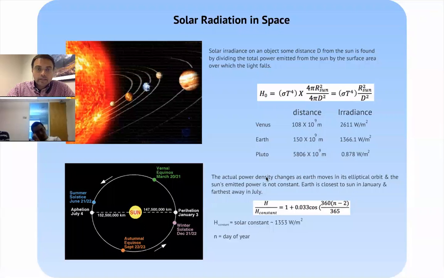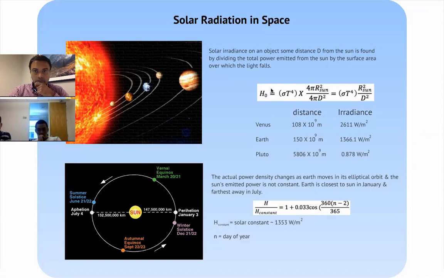So, solar radiation in space. How do you estimate solar irradiance at different distances from the sun? In general, the solar irradiance on an object some distance d from the sun is found by dividing the total power emitted from the sun by the surface area over which the light falls. You can imagine the sun being a ball, a point source, and light is going in all directions, spread over essentially a sphere of increasing diameter.